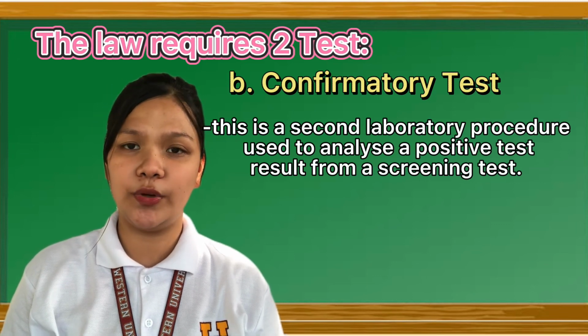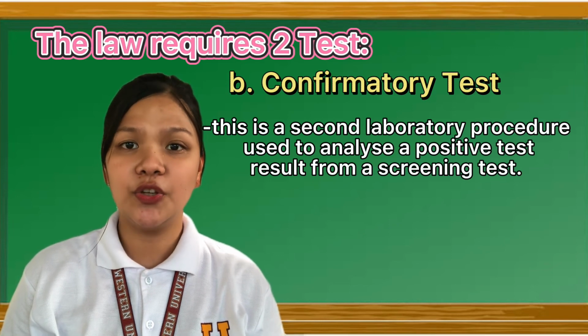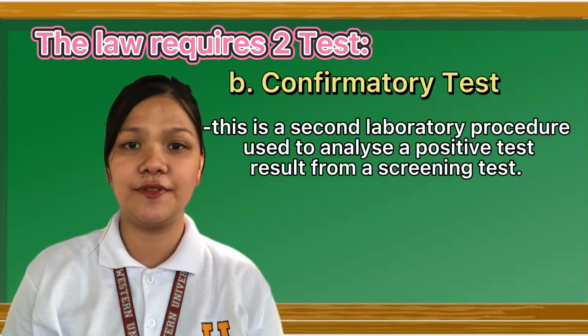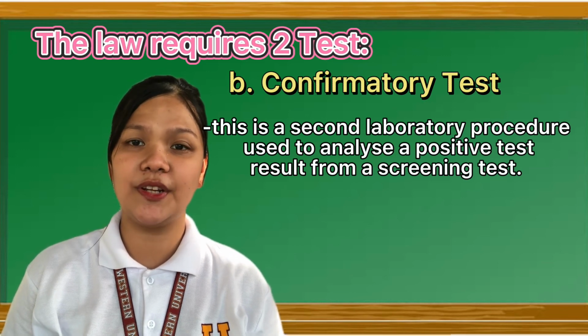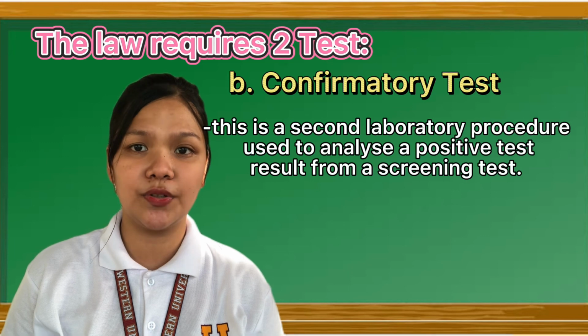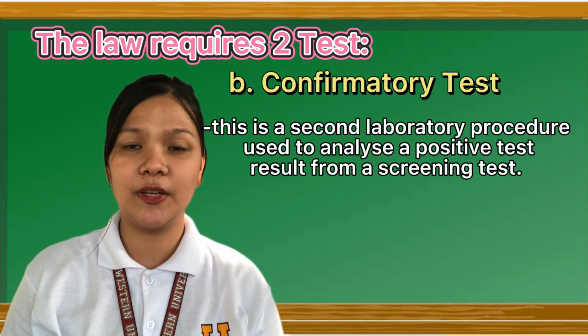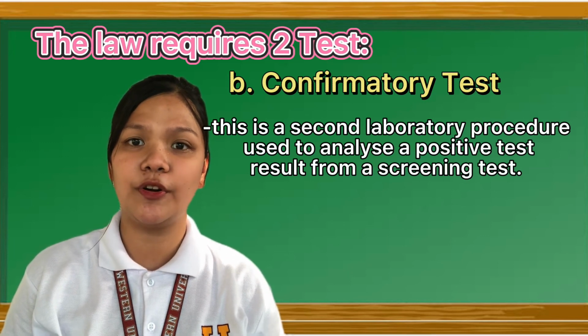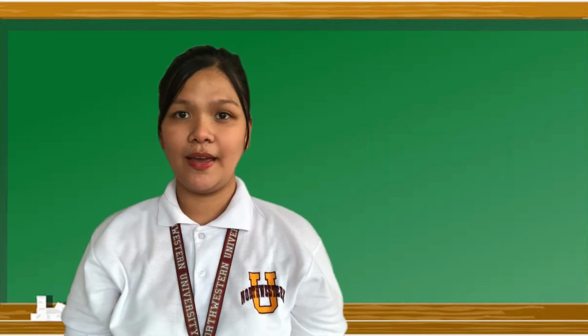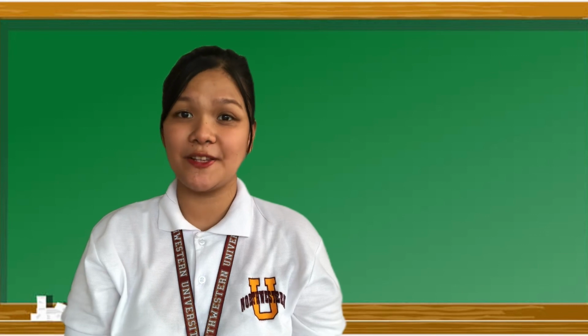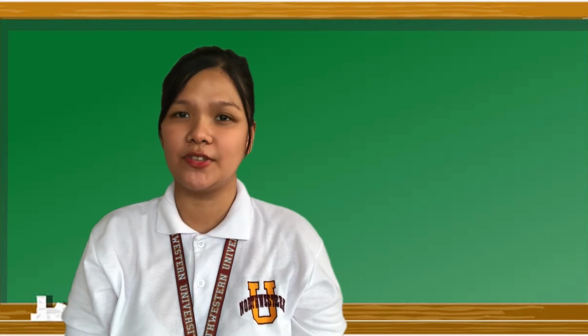So in other words, this is a second laboratory procedure used to analyze a positive test result from a screening test. All positive results of initial screening tests for controlled substances shall be subjected to a gas chromatography or mass spectrometry confirmatory test. And there you go, that ends my explanation and discussion about drugs.